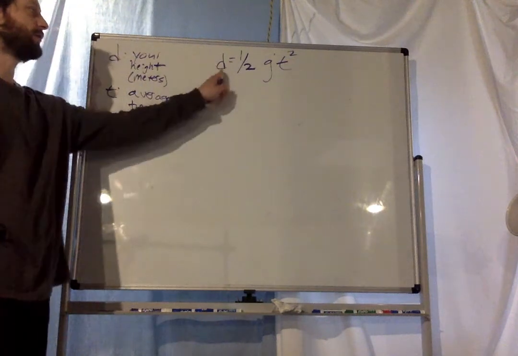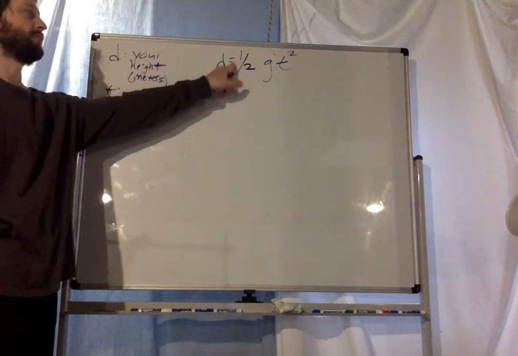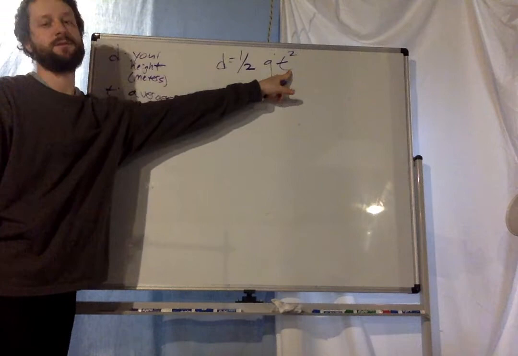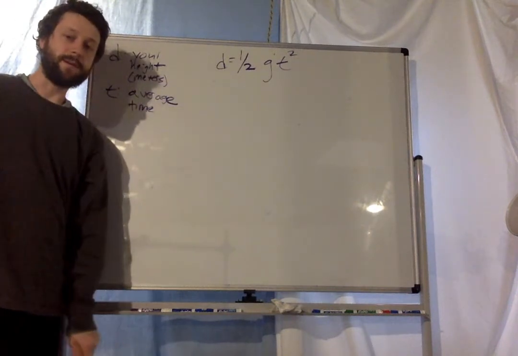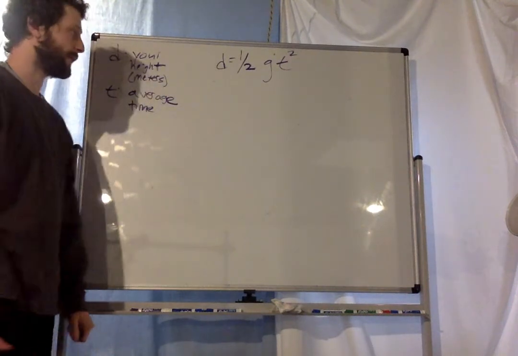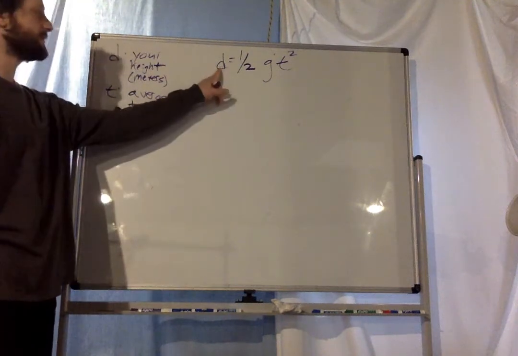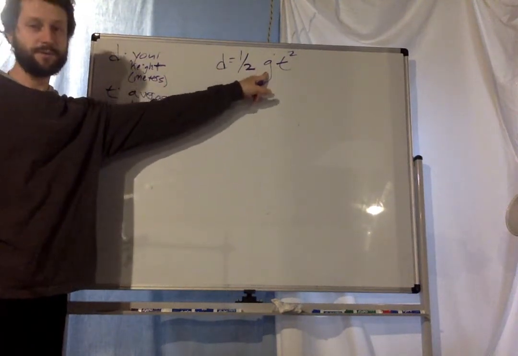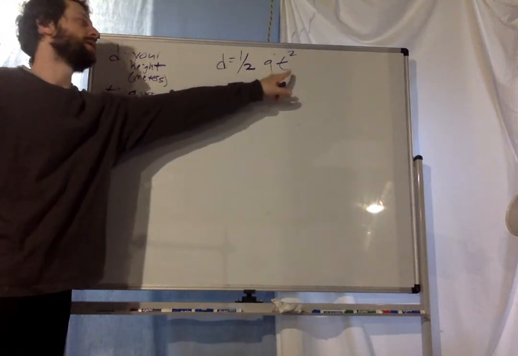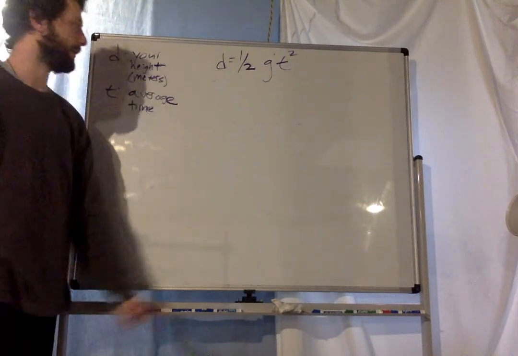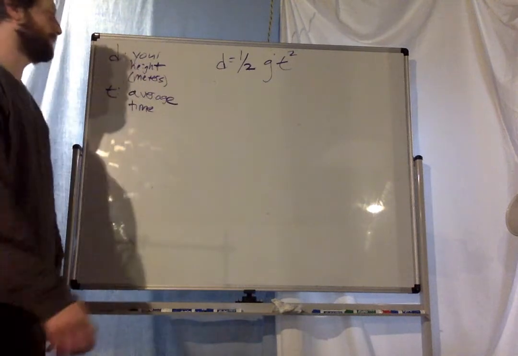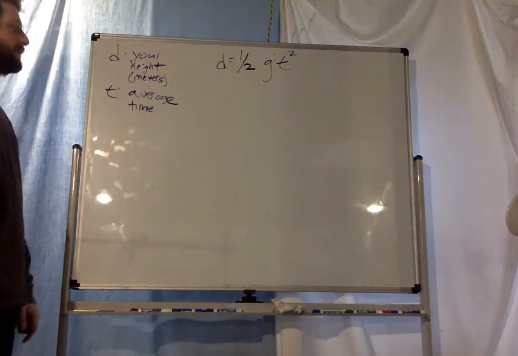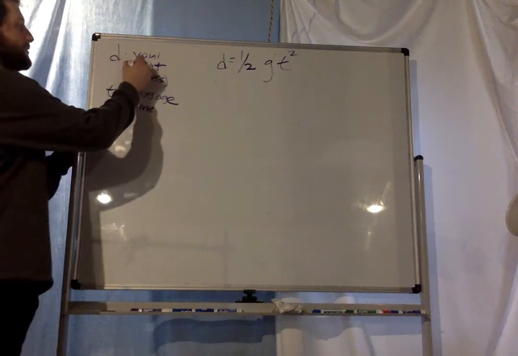So we've been using the equation D equals 1/2 times G times T squared to describe how objects fall. D is distance it falls, G is the acceleration from gravity, and T is time. Only the time gets squared in that equation. So in this lab, what did we use for distance? How did we get distance? The distance was your height.